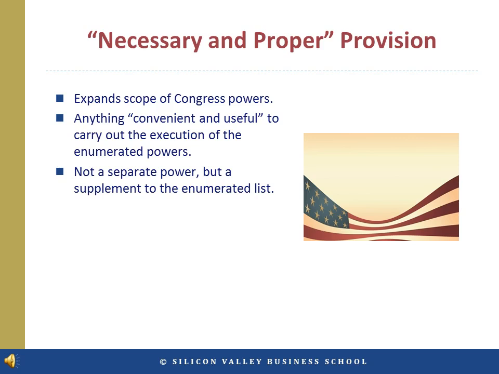Congress is able to do anything that is necessary and proper to carry out a power. The bar is set relatively low, and necessary and proper is interpreted as anything convenient and useful in carrying out the power. This can extend the scope of congressional powers considerably. For example, Congress has no enumerated power to form a national bank. However, the bank was considered necessary and proper in order for Congress to exercise its taxing, spending, and other powers. The necessary and proper clause is not an independent power, but a supplement to amplify the other enumerated powers.